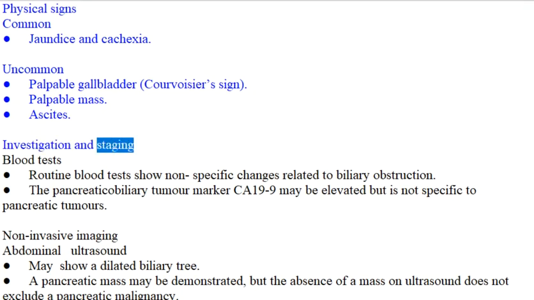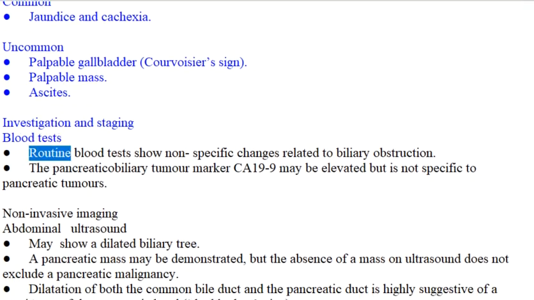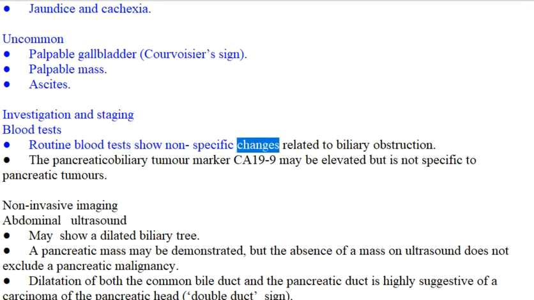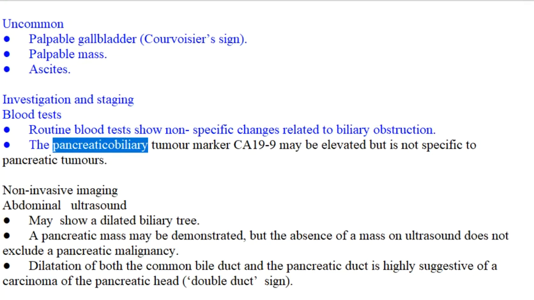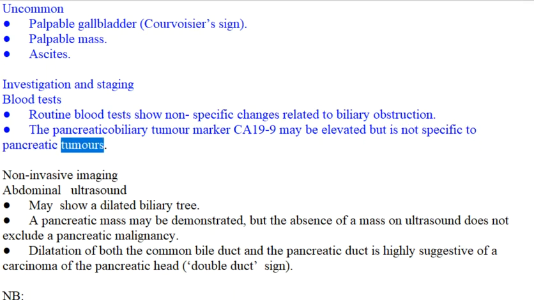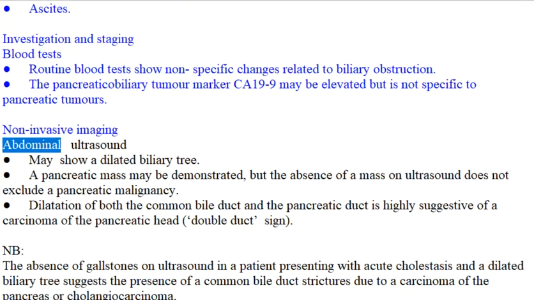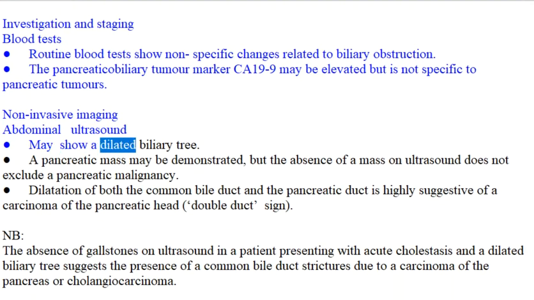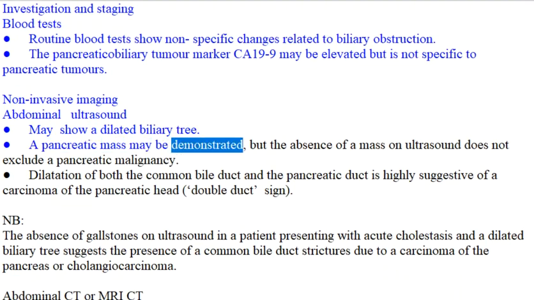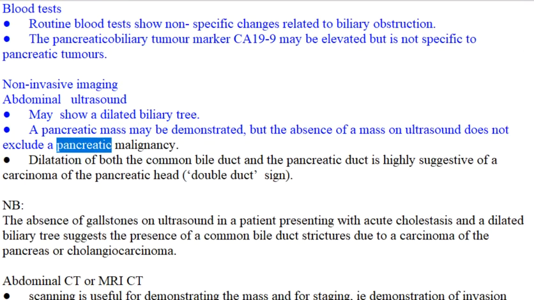Investigation and staging. Blood tests. Routine blood tests show nonspecific changes related to biliary obstruction. The pancreaticobiliary tumor marker CA19-9 may be elevated but is not specific to pancreatic tumors. Non-invasive imaging. Abdominal ultrasound may show a dilated biliary tree. A pancreatic mass may be demonstrated, but the absence of a mass on ultrasound does not exclude a pancreatic malignancy.